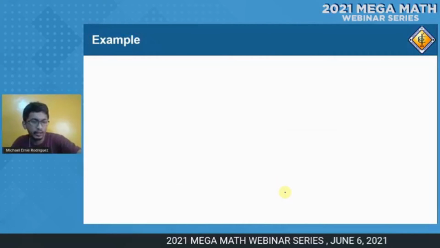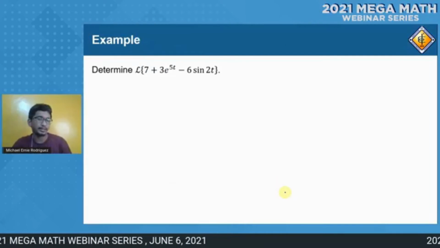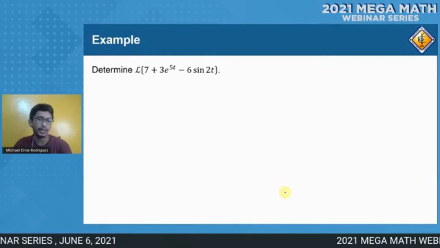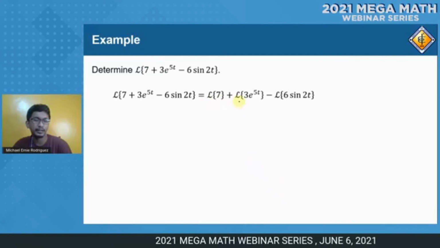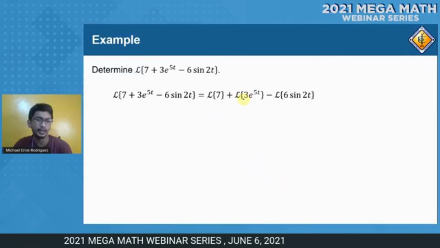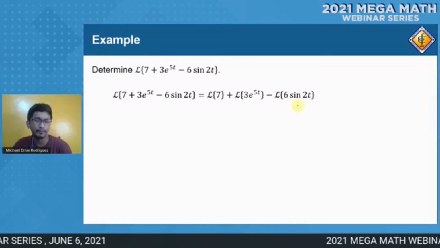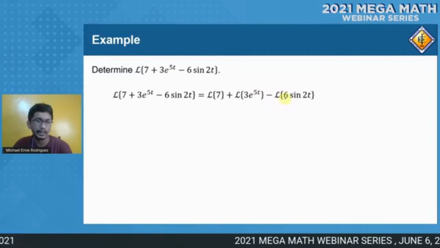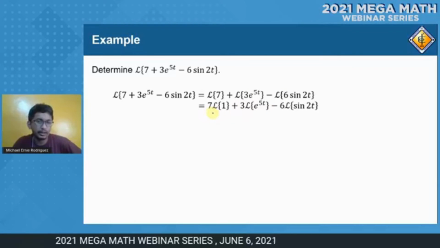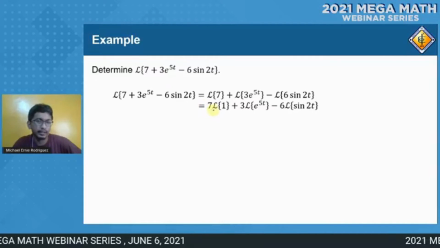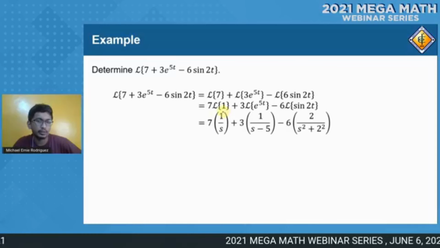Okay? So, example tayo for linearity. Determine the Laplace transform of 7 plus 3e raised to 5t minus 6 sine 2t. Okay? So, by linearity property, we have this. Laplace transform of 7 plus Laplace transform of 3e raised to 5t minus Laplace transform of 6 sine 2t. And then, pwedeng ilabas yung constant. So, we have this. And then, ito. So, 7, Laplace transform of 1. So, using formula number 1 dun sa table, this is 1 over s.